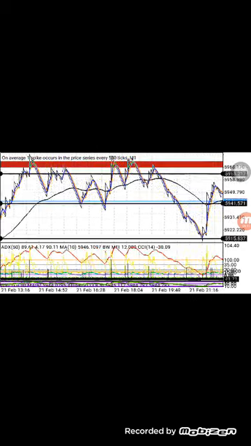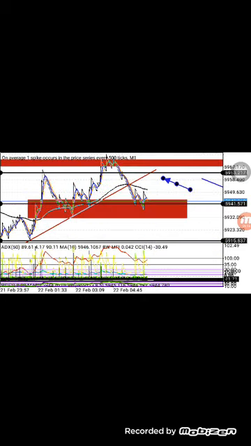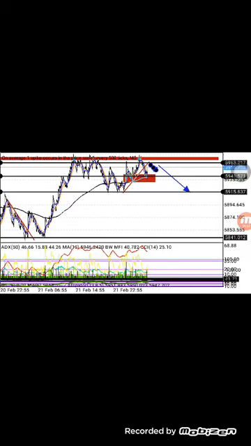levels. Okay, so now let me check on the 5 minute time frame. Let us analyze something there. Okay, this is 5 minute time frame.